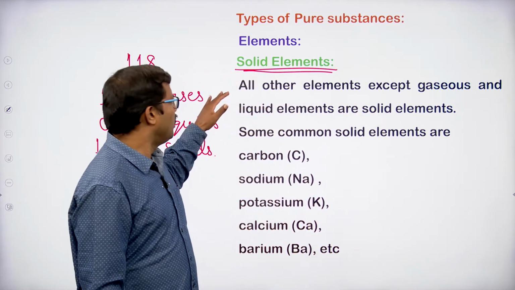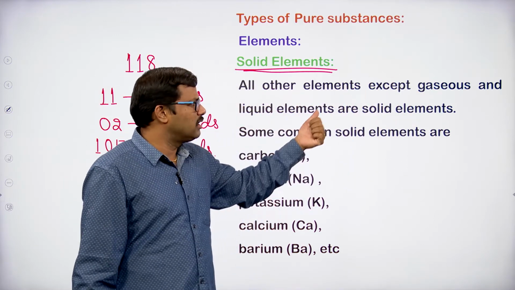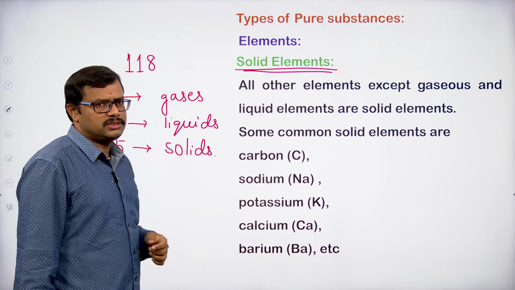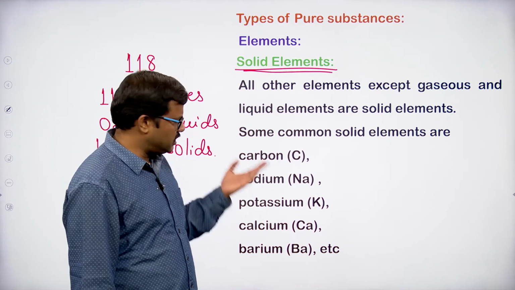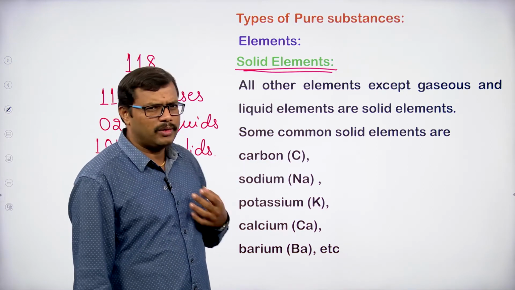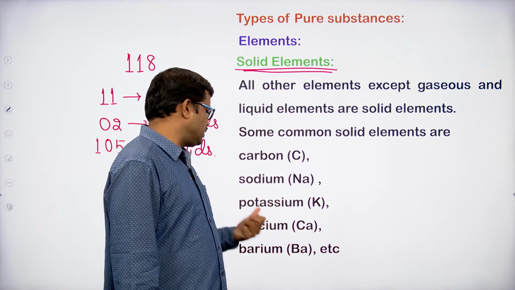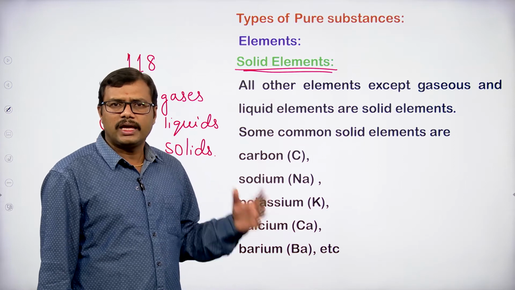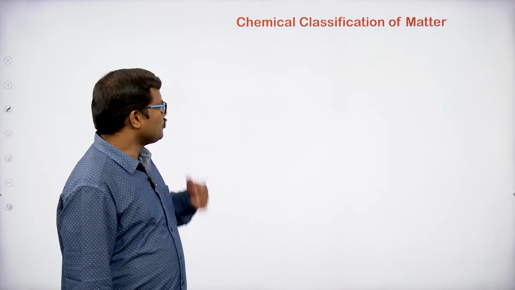You can see here all other elements except gaseous and liquid elements are solid elements. So around 105 elements exist as solids. A common example is carbon, which in nature exists as solid, in diamond form and graphite form. Sodium, potassium, calcium, barium, all these elements exist in nature as solids.